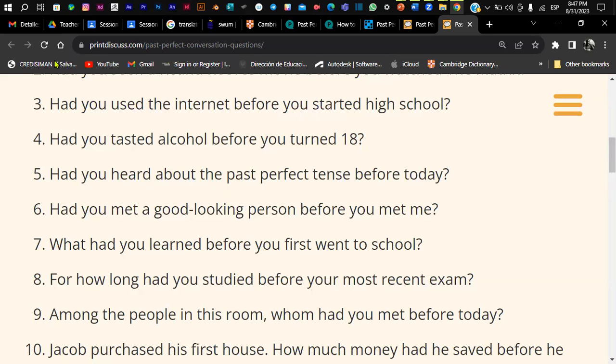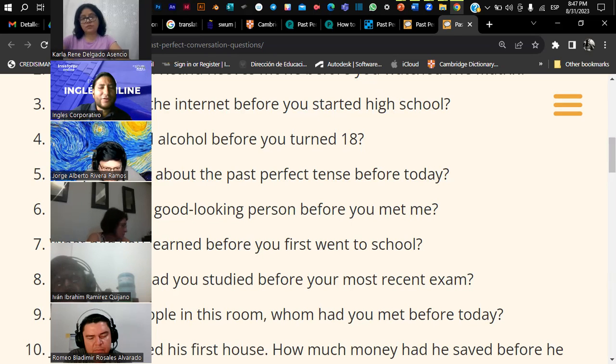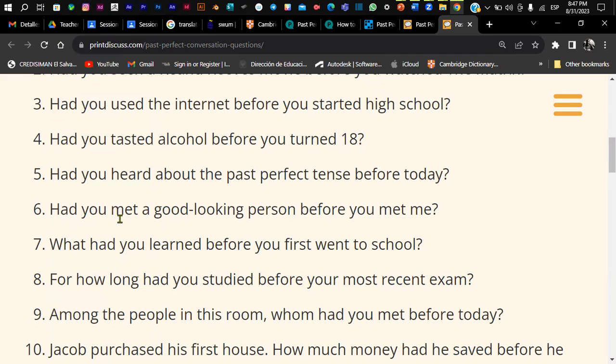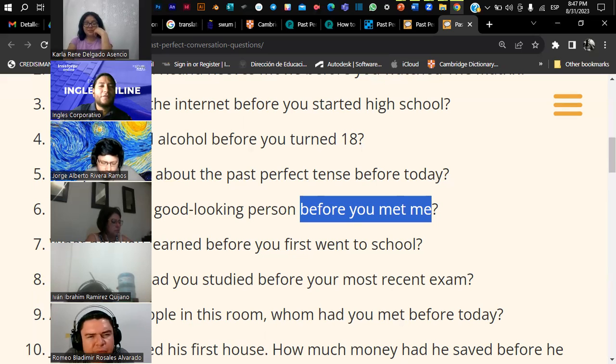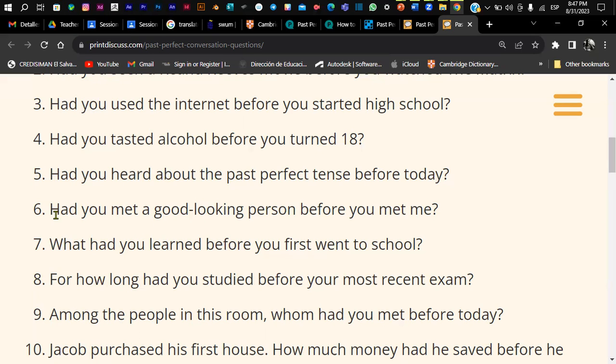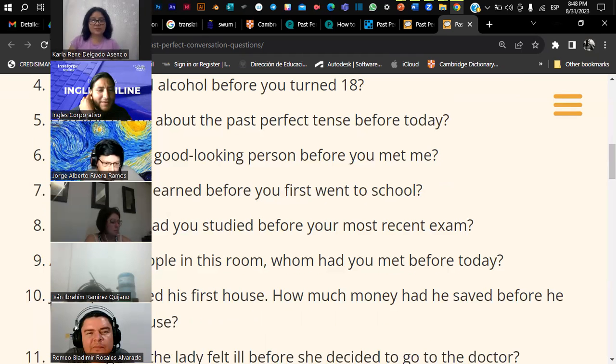Number six, let me make the question for Catherine Lisbeth. Catherine, have you met a good-looking person? The example: before you met your husband, are you married, Catherine? Single? Boyfriend? No? Okay, but you can answer. Have you met a good-looking person before? Let's stop at before, because you met me doesn't apply. Yes, I have. Yes, you have. Pretty good. Okay, Carla, question number seven, make it for Sofia.